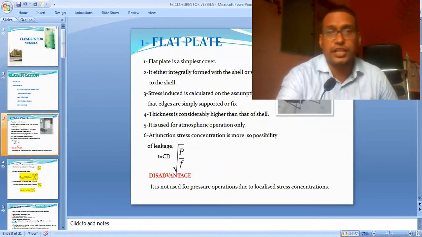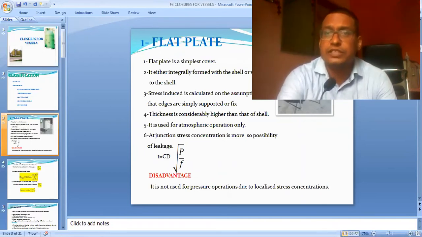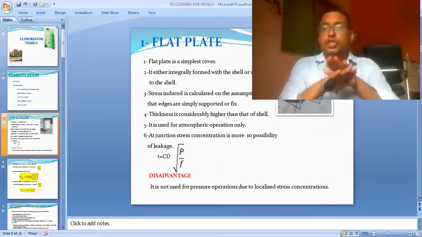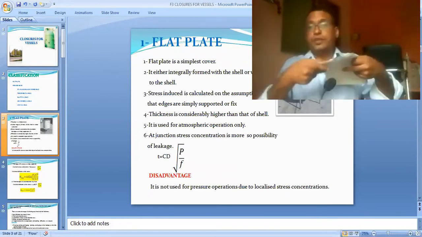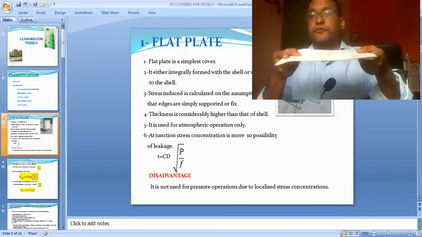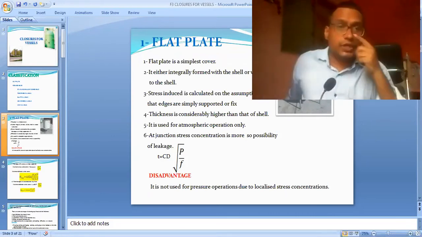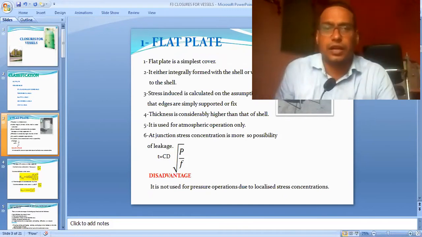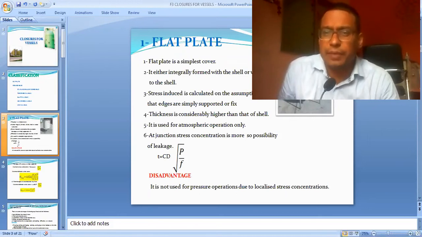As we can see in this figure, here is the vessel, and to this open vessel, a simple flat plate, a metal sheet, is closing the vessel. Now these flat plates are very simple in nature. They are simple covers. Then they are not welded. They can be bolted or they can be clamped.